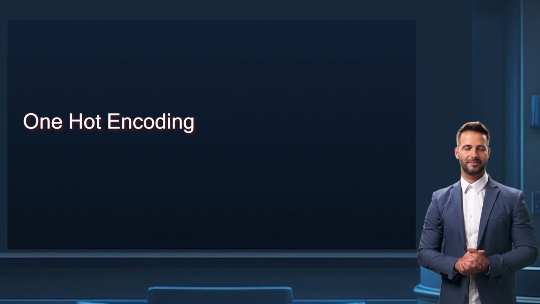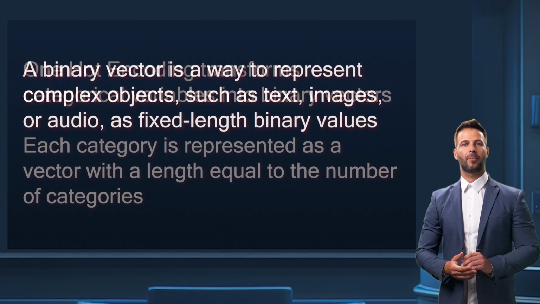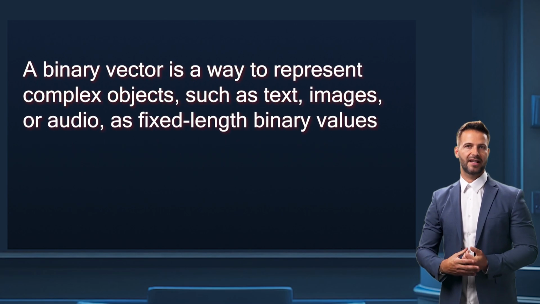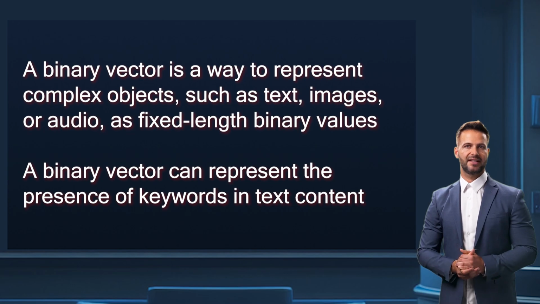One-hot encoding transforms categorical variables into binary vectors. Each category is represented as a vector with a length equal to the number of categories. Binary vectors, right. Are your eyes rolling back in your head yet? A binary vector is a way to represent complex objects, such as text, images, or audio, as fixed-length binary values. So a binary vector can represent the presence of keywords in text content. In this case, each dimension of the vector corresponds to a word in the vocabulary. A one indicates the presence of the word in the text.